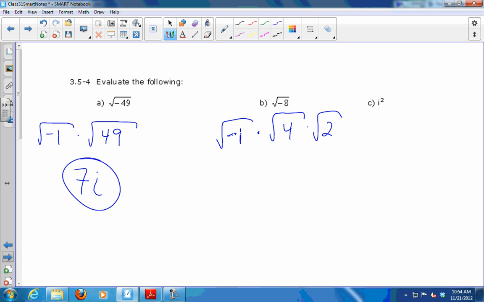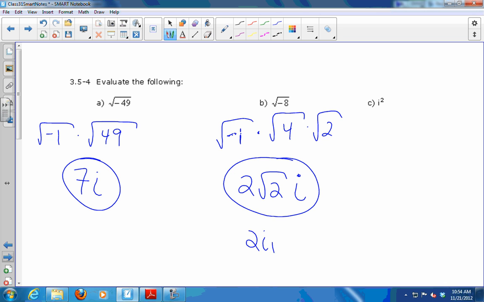What's the square root of -1? i. Square root of 4 is 2. And the square root of 2 is just the square root of 2. So this says 2 square roots of 2 times i. Yes, the i is on the outside. Sure, yeah. Order doesn't matter. It's all multiplication, so I could write it like that if I want.